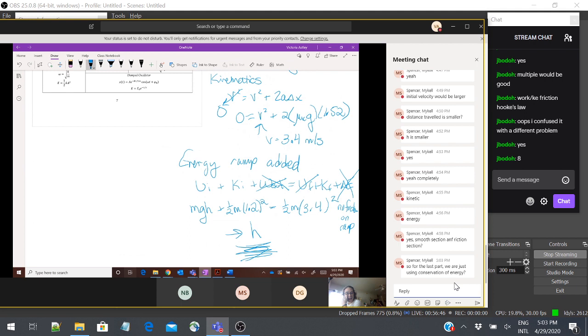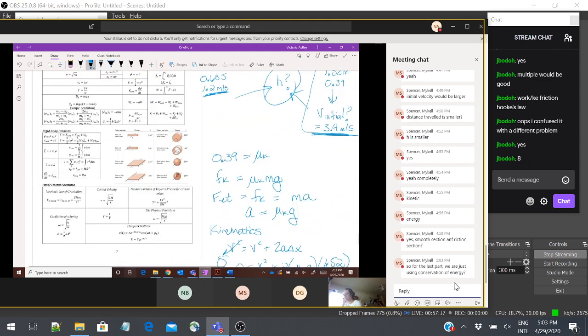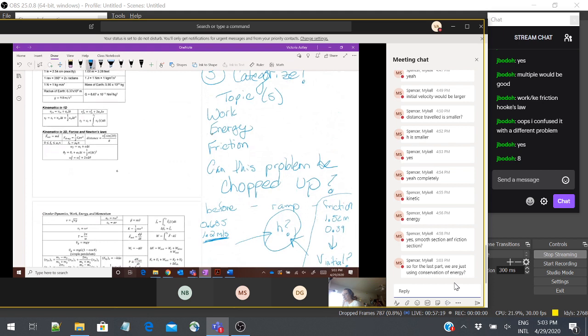Yeah. So how did I know I wanted to do conservation of energy? I didn't have to. I could have also done kinematics or forces, but knowing the speed before and after, and I'm trying to get the height of the ramp, that's a pretty classic conservation of energy question. And we had that as one of our possible topics. We ended up using energy and friction when we were doing this.